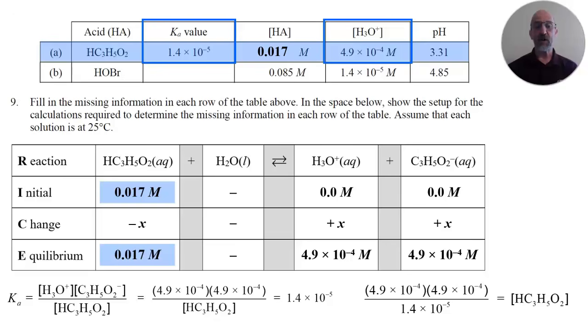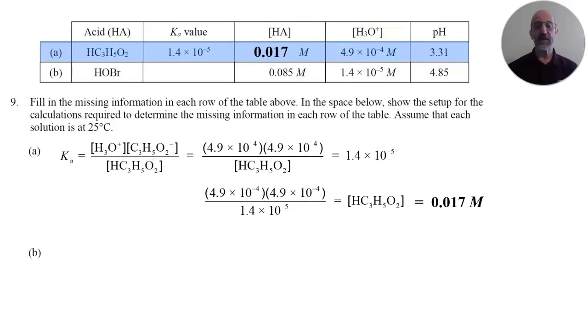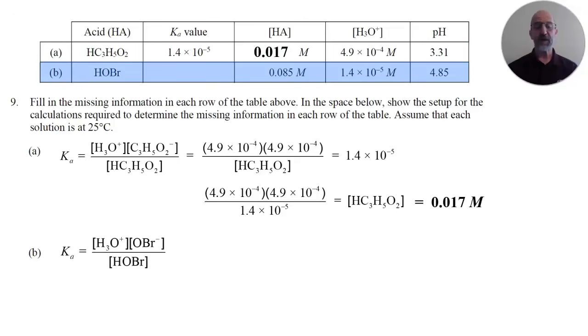Moving on to part B of the table, there's only one thing we have to do, and that's calculate the Ka value. So I'm not going to bother creating a RICE table for part B. I will simply write the Ka for HOBr. So there's the hypobromous acid, or HOBr, in the denominator, and the numerator has the hydronium ion along with the conjugate base, the OBr-, or the hypobromite ion.